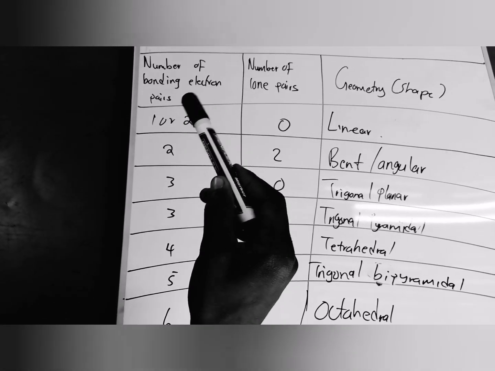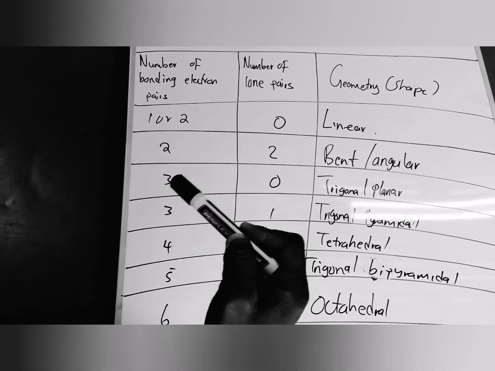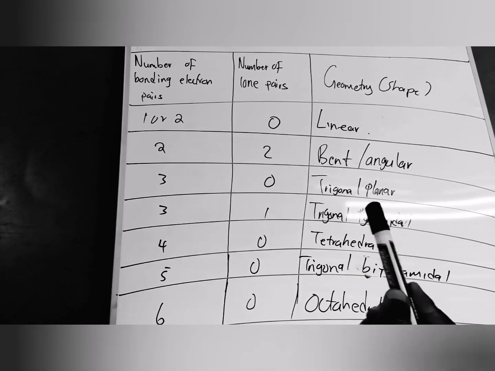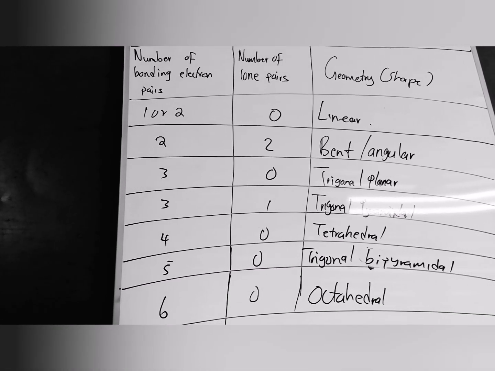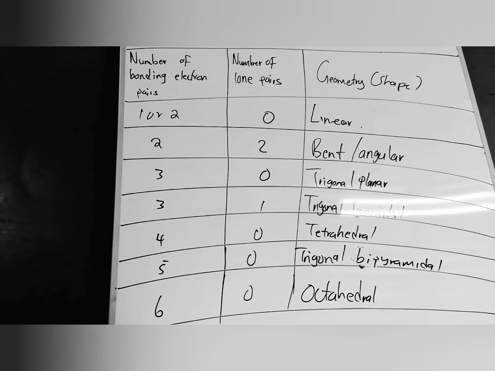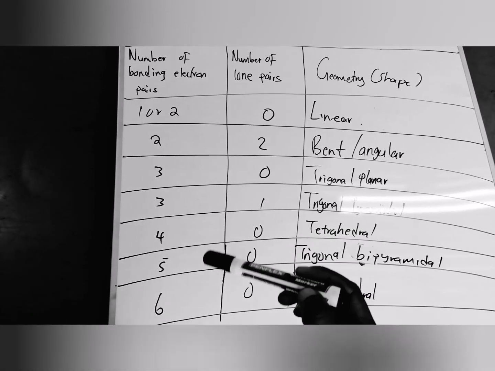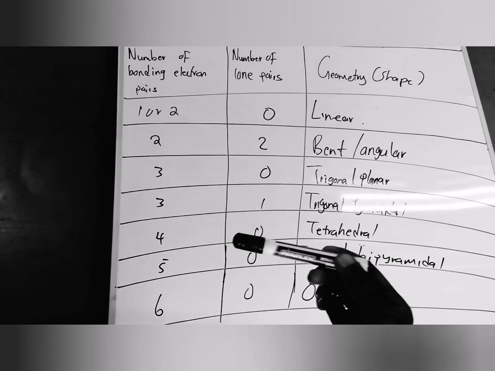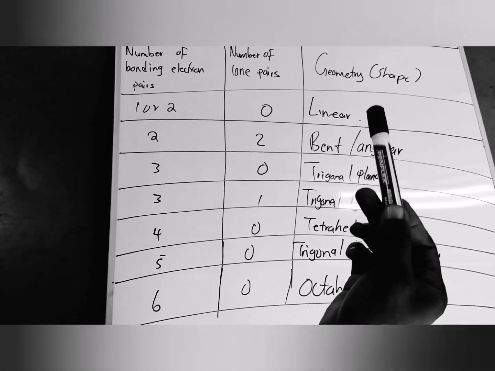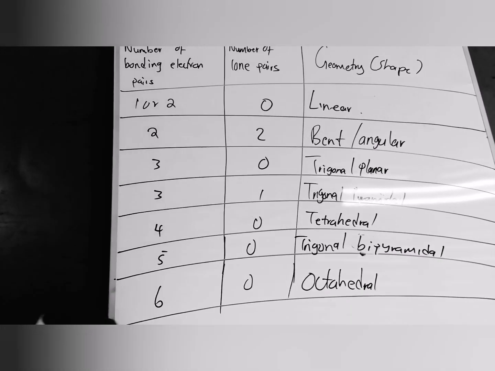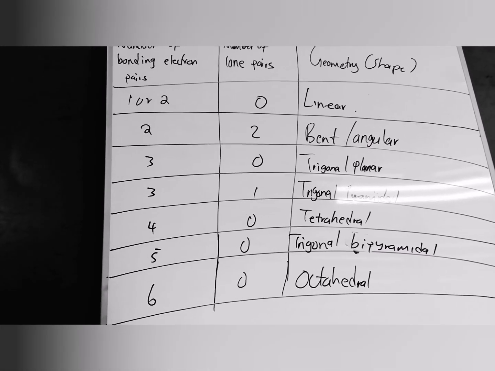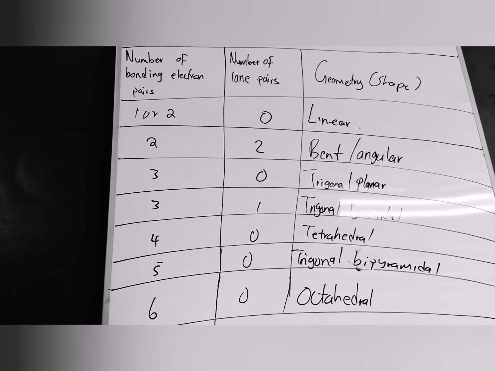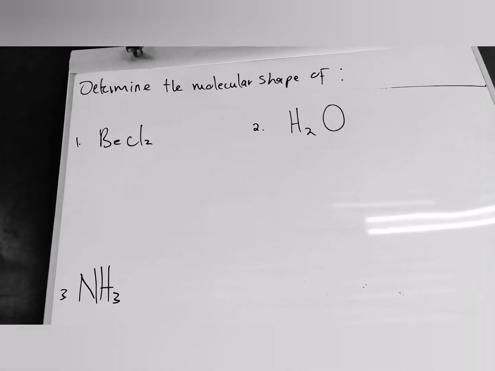So the number of bonding pairs, maybe you have 3 of them, then you have 0 lone pairs. It means that the shape of that molecule is trigonal planar. Then you check the number of lone pairs. They will give you the geometry or the shape: trigonal planar, if you have 3 bonding pairs of electrons and 1 lone pair.